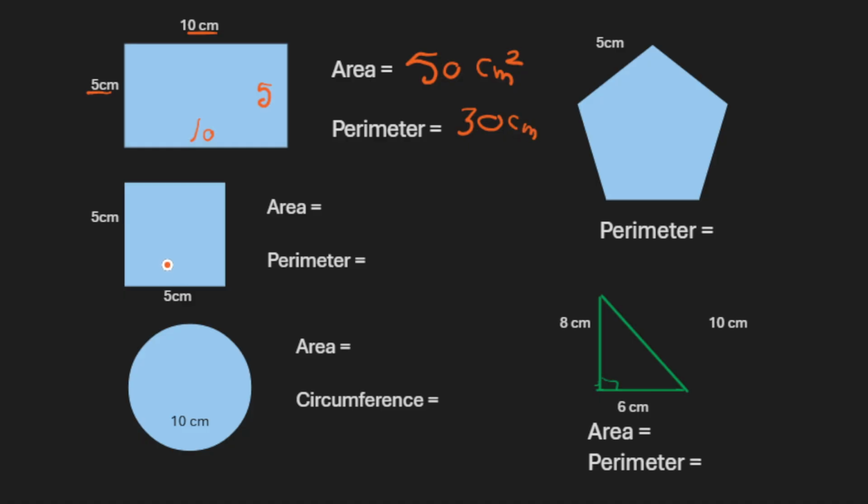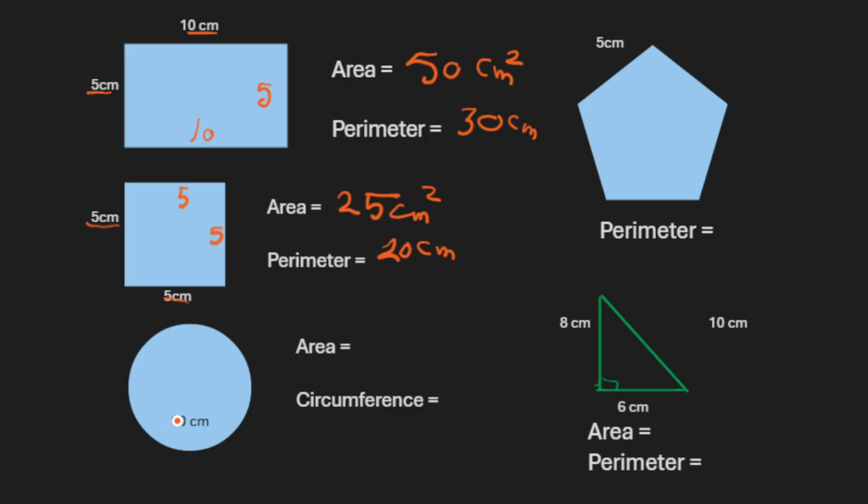Now, for this square down here, the area is similar. It's this times that. So it's 5 times 5, which is 25 centimeters squared. The perimeter similarly is adding all the sides. So 5 plus 5 plus 5 plus 5, it's 5 four times, which is 20 centimeters.